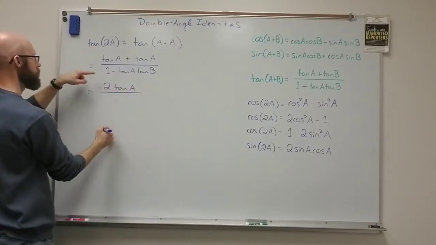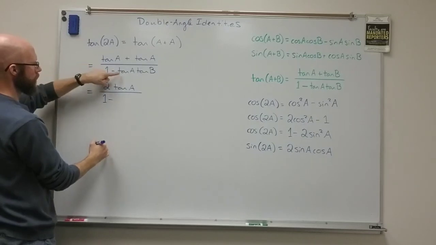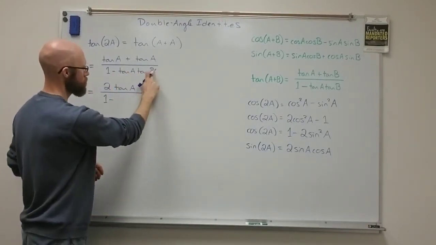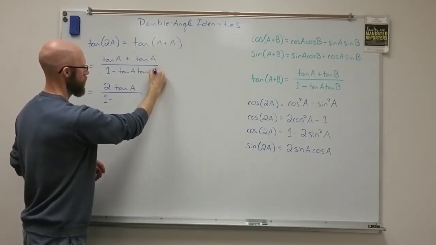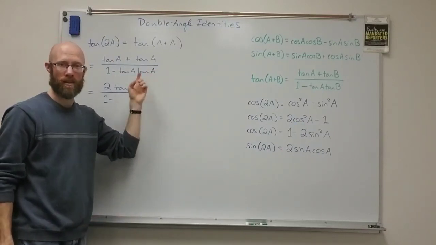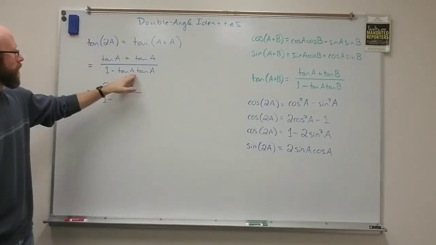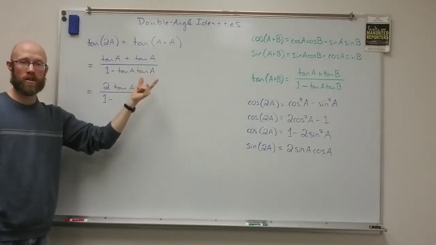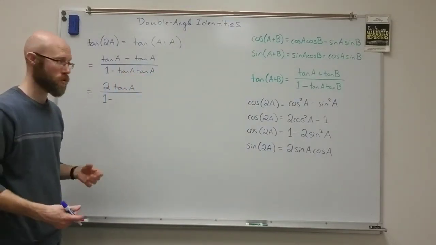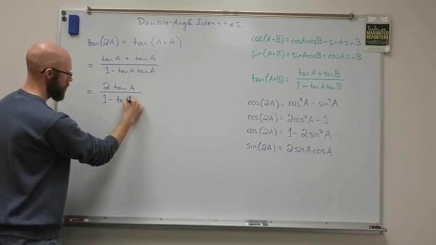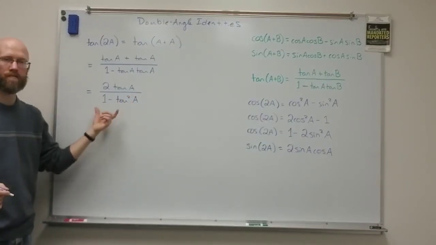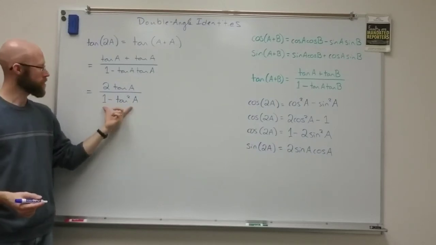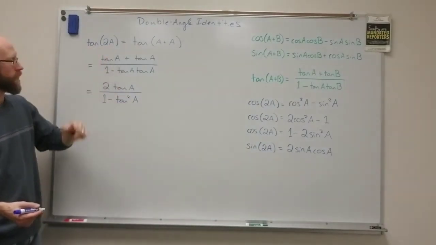And on the bottom, we have 1 minus, now here, oh, you know what, I missed something. Going a little too fast. This b shouldn't be a b. Hopefully you caught that on me. That should have been an a, right? Change everything to an a. So here I have tangent a times tangent a. The product of two tangent a's is tangent of a squared, or tangent squared of a. So this would be tangent squared of a, all right? So we've got 2 tangent a over 1 minus tangent squared of a. That's going to be the new expression for the tangent of 2a.